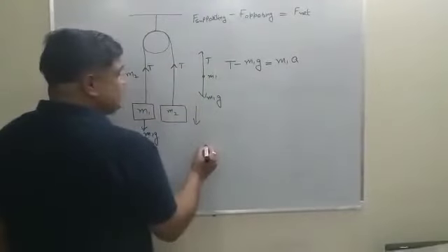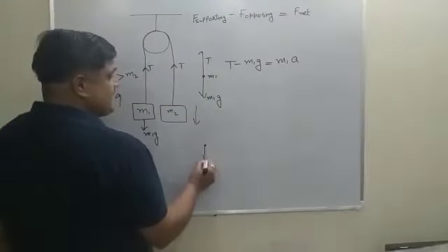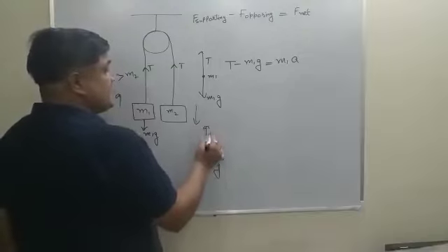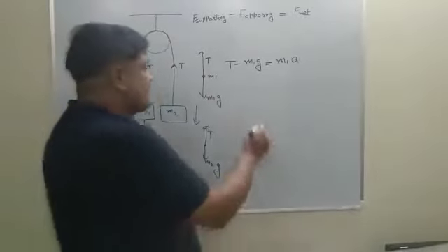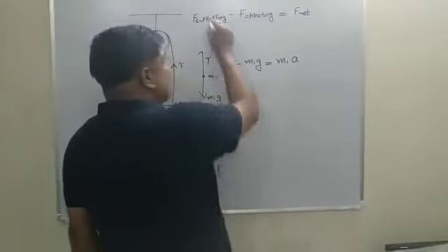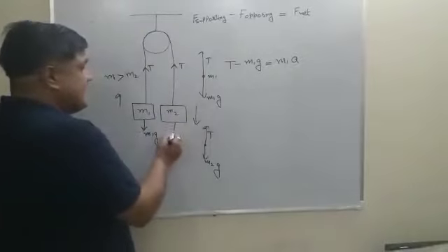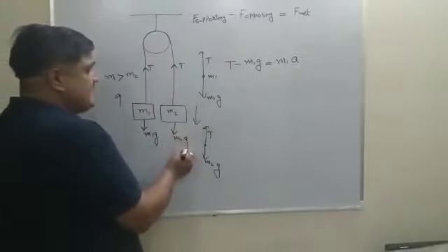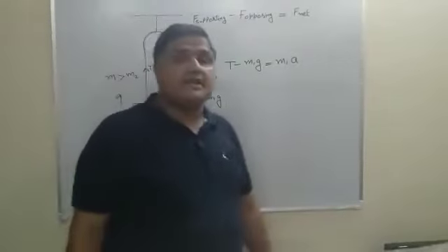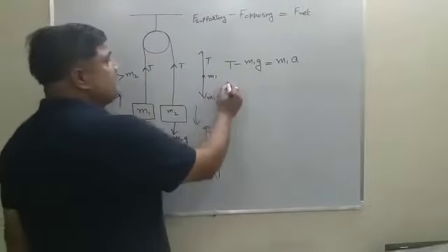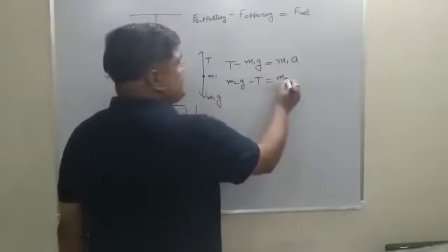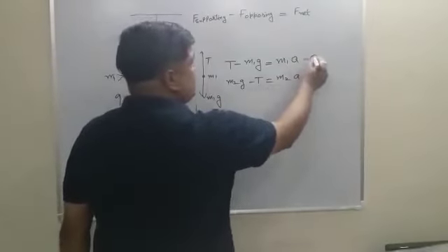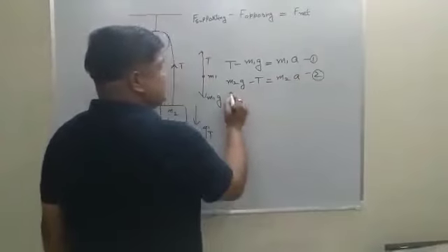For the second body, weight is again in the downward direction, tension in the upward direction. So you can say supporting force, here weight acts in the downward direction, M2G is greater than M1G, so it will be the supporting force. So M2G minus T is equal to M2A. This is equation number 1, this is equation number 2.